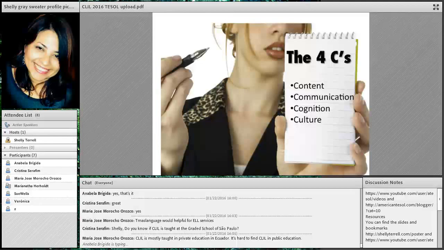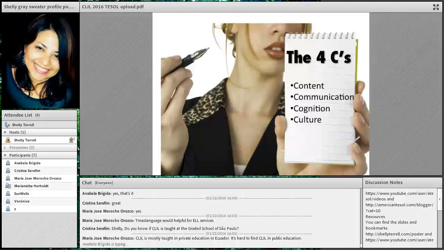There's cognition, and cognition relates to the brain, and it's what your students already know, what they can observe, and how they can build upon that to really start understanding difficult concepts.